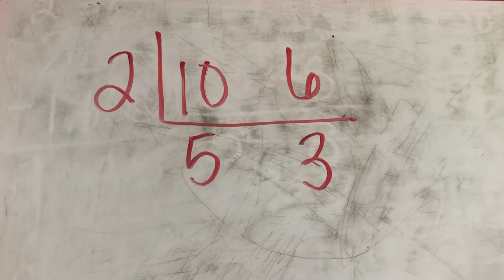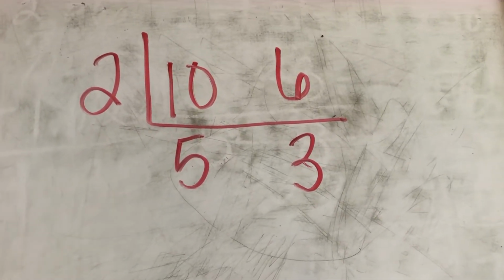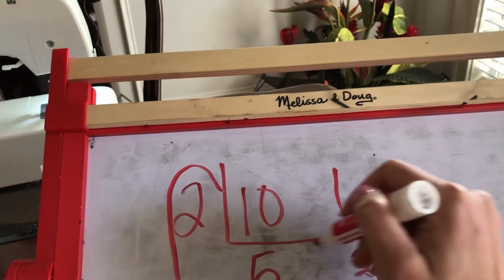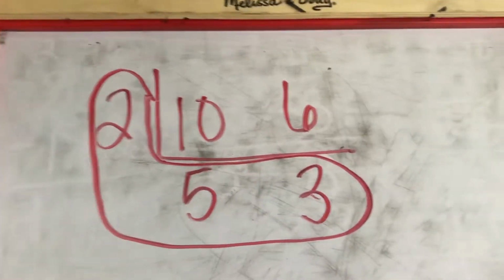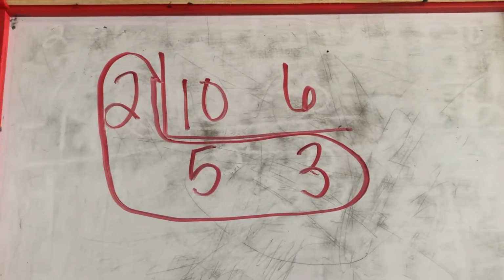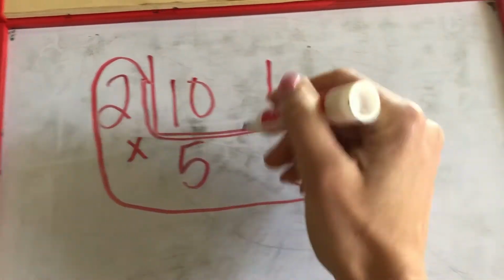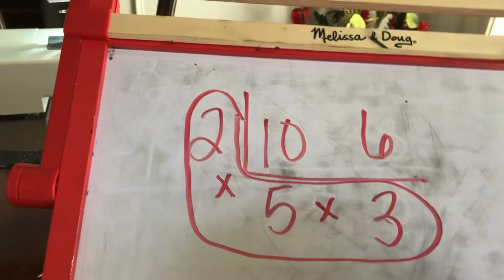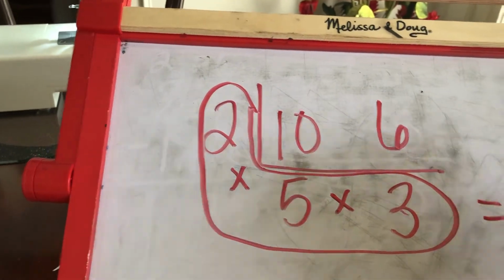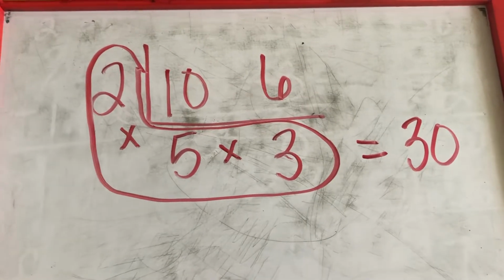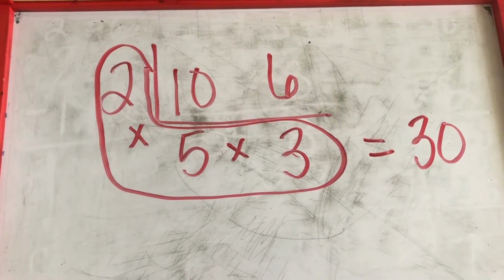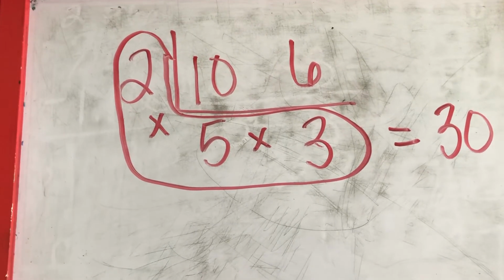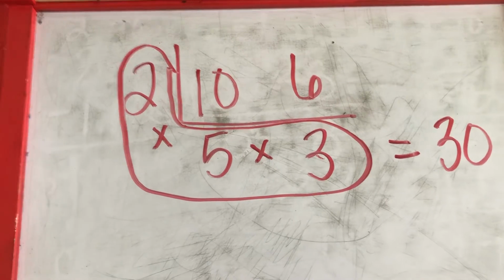Now, since I'm finding least common multiple, the LCM, remember LCM is all of them. And if we circle all of them, it makes an L for LCM. And I am going to multiply all of these numbers. So I'm saying 2 times 5 times 3. So 2 times 5 gives me 10, and 10 times 3 gives me 30. So the least common multiple of 10 and 6 is 30. Okay, so that is how we find GCF and LCM.